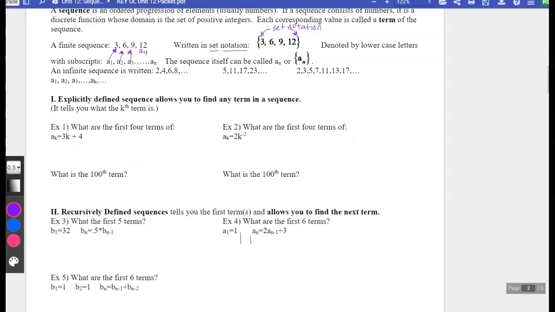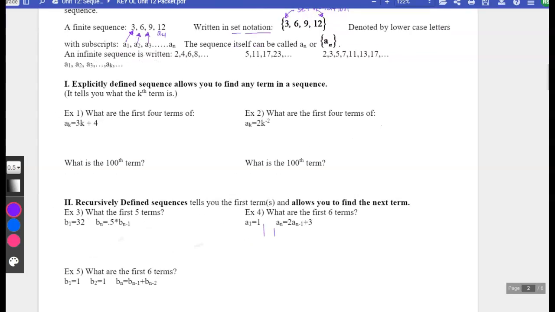Now, there are two ways to do what is called defining the sequence, right? To write down an equation for the sequence. One is to explicitly define the sequence. The other is to do what is called recursively defining the sequence. So we're going to go over both of those ways right now.